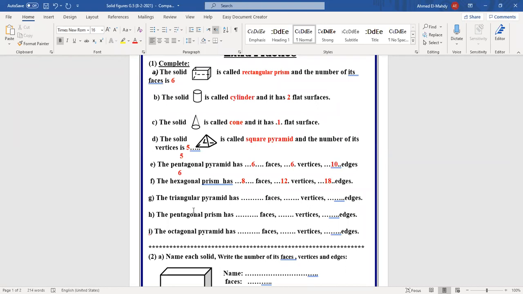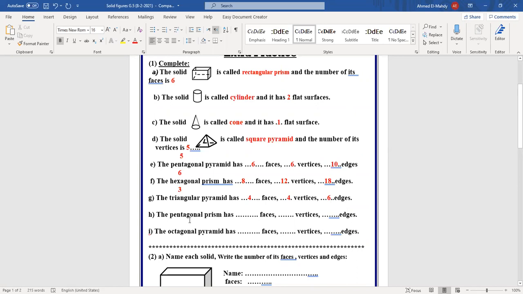Yes. Triangular pyramid. What is the shape of the base? Triangle. How many sides in the triangle? 3. Right. To find the number of faces in the pyramid, what will you do? 3 plus 1 equals 4. To find the number of vertices, also plus 1, it will be 4. Then to find the number of edges, multiply by 2. 3 multiply by 2 equals 6. Thank you. Next one.